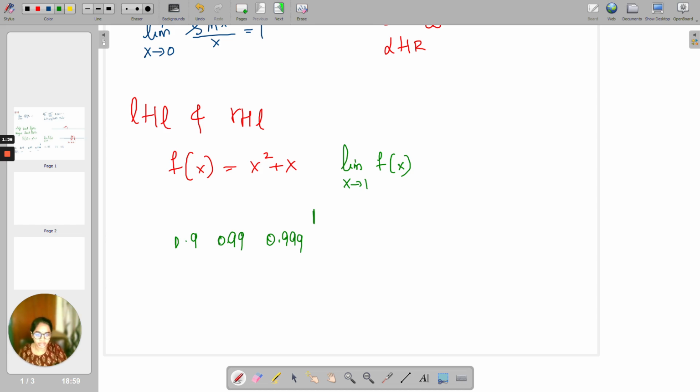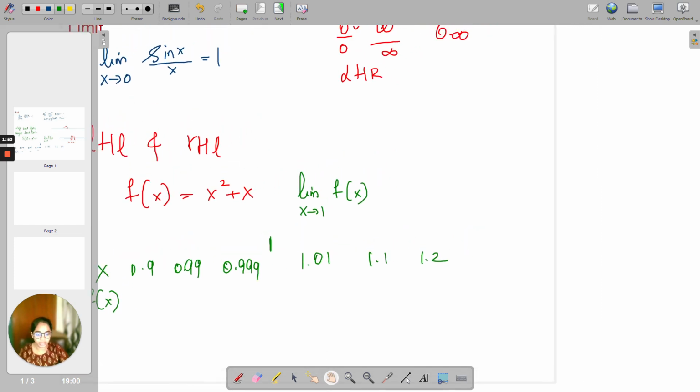What comes on the right side? I would get 1.01, 1.1, 1.2, something like this. If this is x, you can find f of x too. Now, let me take the number line. If this is the number line, and this was our point 1, then this was 0.999, and this was our 1.01. So, the small values.